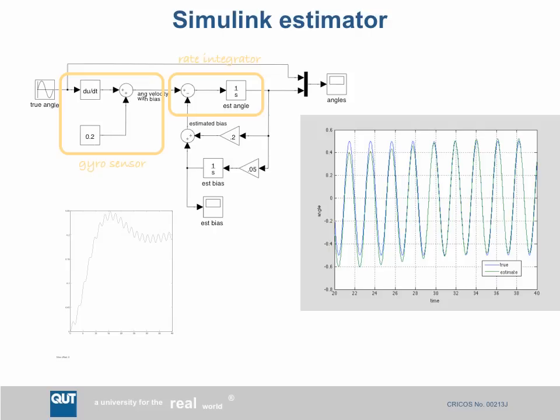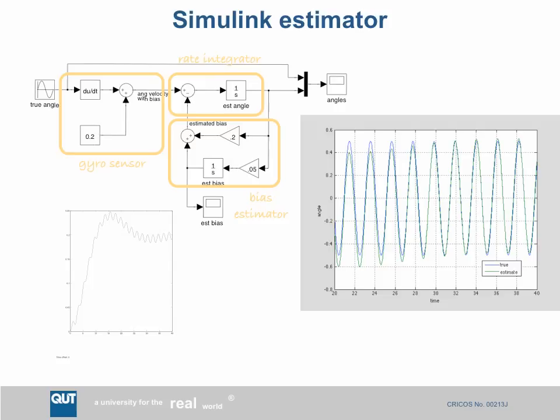Where does the estimated bias come from? Well, it comes from this block down the bottom. And what we do is we assume that on average, the gyroscope is horizontal. Now, that's perhaps a rather naive assumption, but it's not a bad assumption and it will serve us quite well here. So what we do is we have an integrator within this system here, which is estimating the bias. So we take the output, the estimated angle, and we integrate that very slowly over time to get an estimate of what the bias is on the gyroscope.